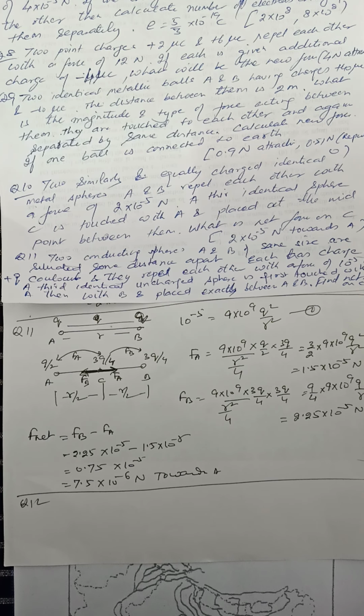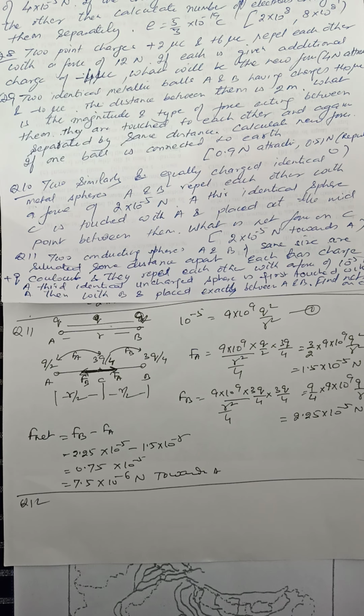Now come to question number 11. It is similar to question number 12. The question says that two conducting spheres A and B of the same size are situated some distance apart. Each has charge plus q coulomb and they repel each other with a force of 10^-5 Newton. A third identical uncharged sphere is first touched with A, then with B, and then placed exactly between A and B. Find the net force on C.